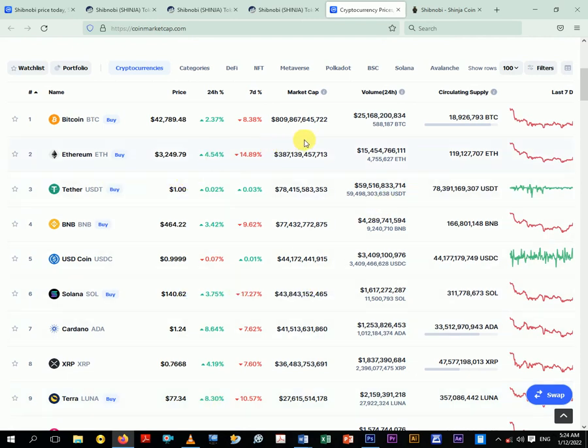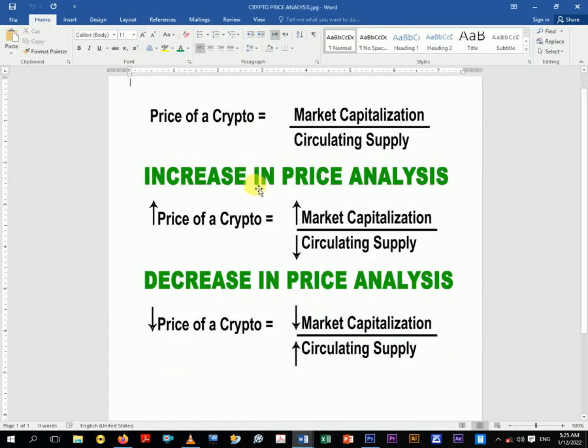We've heard a lot about Bitcoin, Ethereum, and the likes, but the question is, what's the mathematical analysis behind all these coins? How do you ascertain the price of a crypto? So quickly, the price of a cryptocurrency is always determined by the market capitalization over the circulating supply. So any cryptocurrency, whether Bitcoin, Ethereum, Shiba, Saitama, Shibnobi, all of them, this is how you ascertain the price of the crypto.